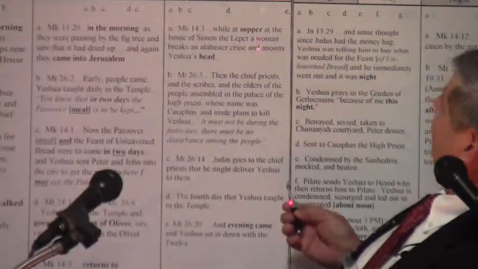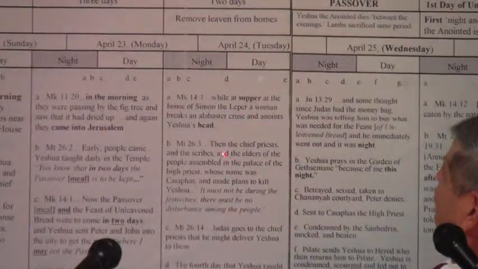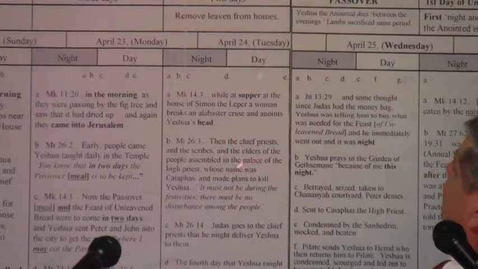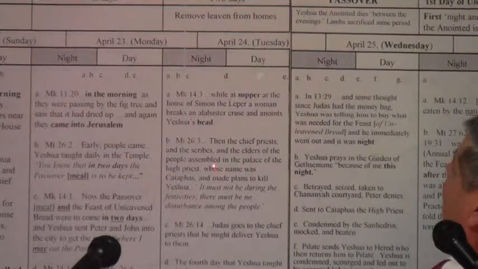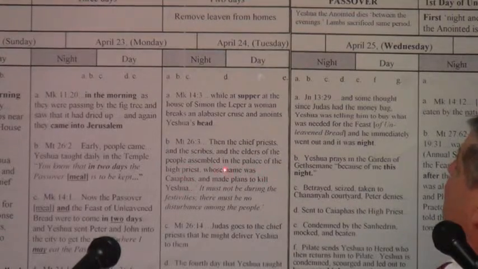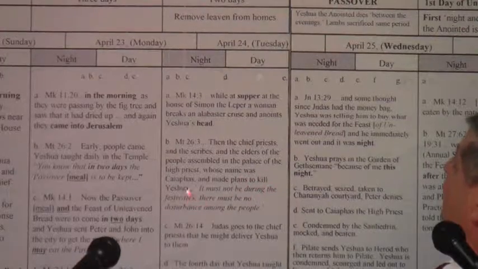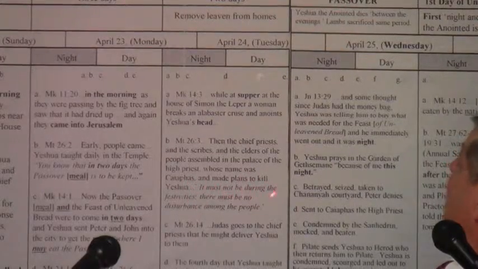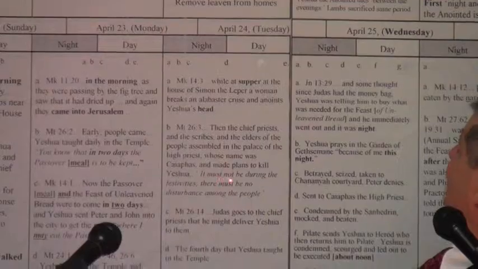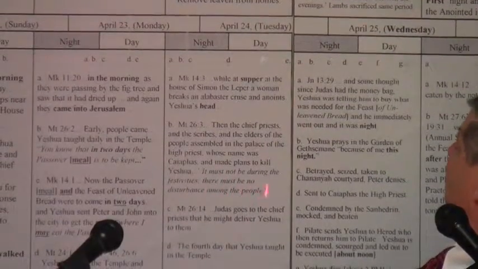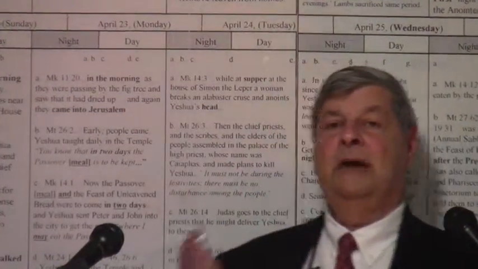While at supper at the house of Simon the leper, then the chief priests and the scribes and the elders of the people assembled in the palace of the high priest, whose name was Caiaphas, and made plans to kill Yeshua. It must not be during the festivities. There must be no disturbance among the people. Talking about doing something during daylight hours when everybody was there.